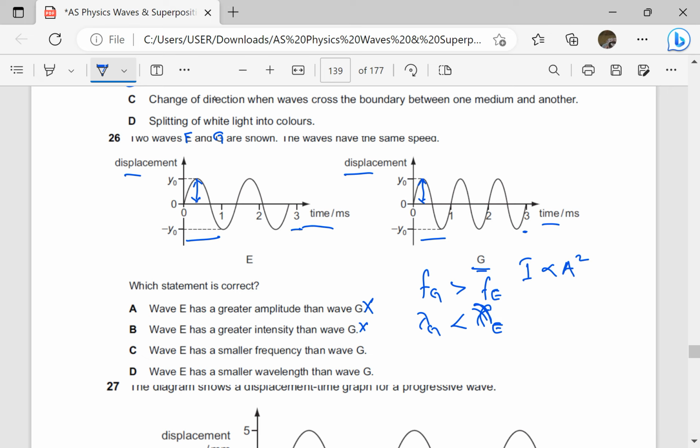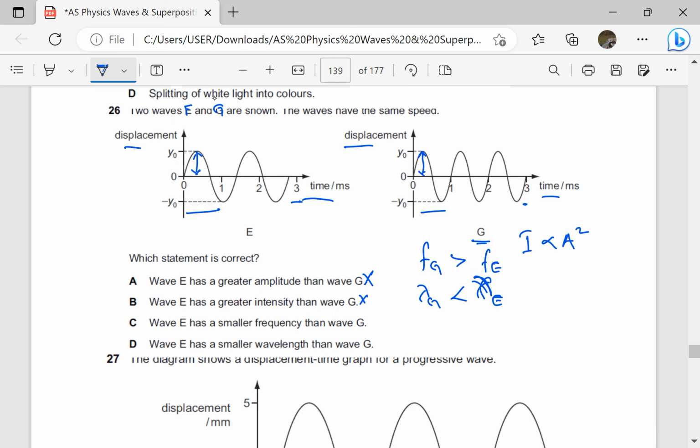The intensities are equal. Wave E has a smaller frequency than wave G. That is automatically true. Wave G has a greater frequency than wave E. So wave E has a smaller frequency than wave G.